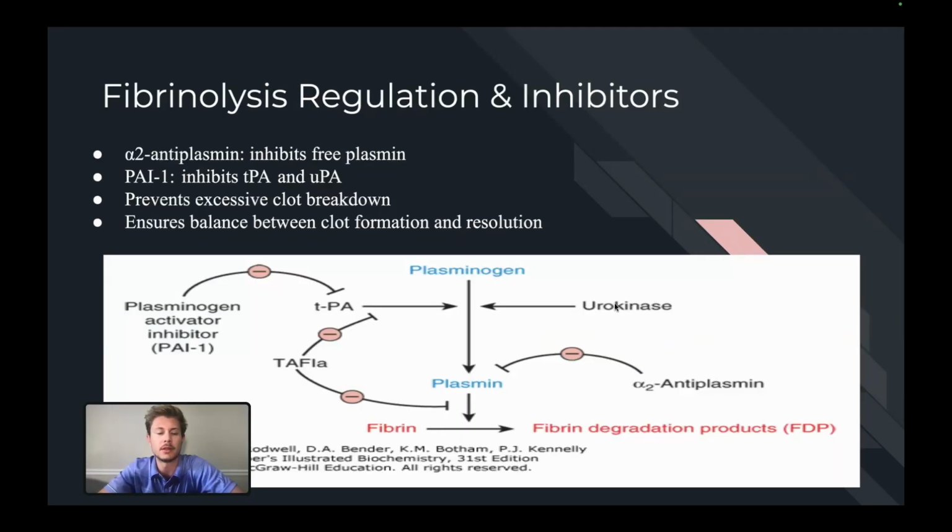So just as the body self-regulates the building of the clot, fibrinolysis must also be carefully regulated to prevent premature clot breakdown. Two key inhibitors are alpha-2 antiplasmin, which binds and inactivates free plasmin, and PAI1, which inhibits TPA and UPA, preventing excessive activation of these enzymes. These mechanisms help maintain a balance between clot stability and breakdown. And here is the image kind of just visualizing that.